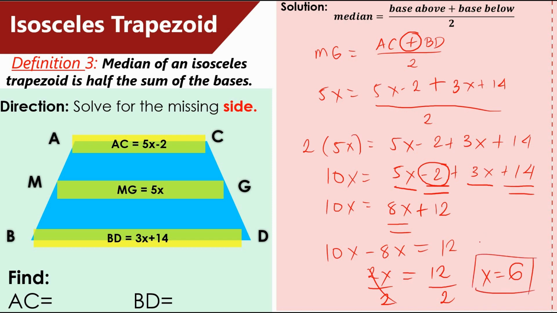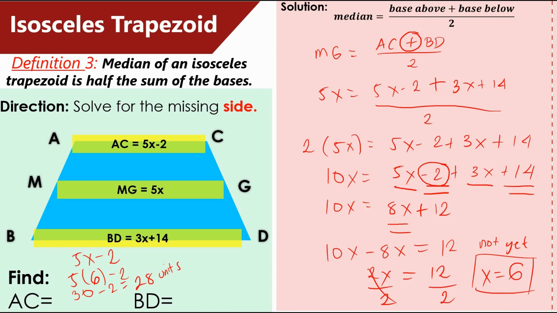As what I'm always saying, this is not yet the final answer. You may now substitute our answer to our given. Since we are finding AC, the value of AC based from the figure is equal to 5x minus 2. And then substitute the value of x, which is equal to 6. And then evaluate. The product of 5 and 6 is equal to 30. And then continue, minus 2. So 30 minus 2, the difference is 28. So 30 minus 2, 28 units.